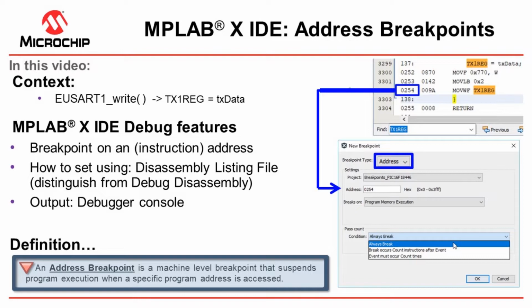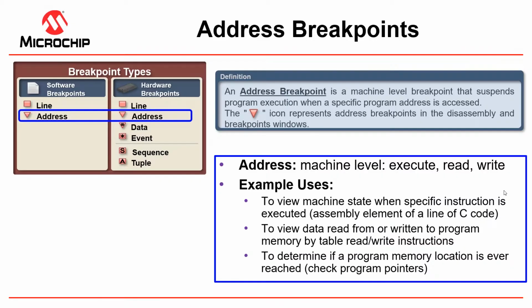Just a quick note on when you might use this: to view machine state when a specific instruction is executed at an assembly level; to view data read to or from program memory by table read or write instructions; or to determine if a program memory location is ever reached, checking program pointers, for example. Let's dive into the code.